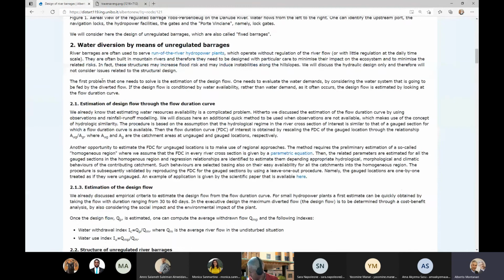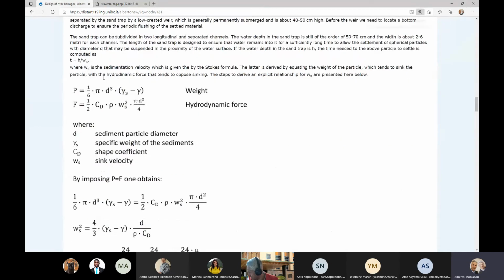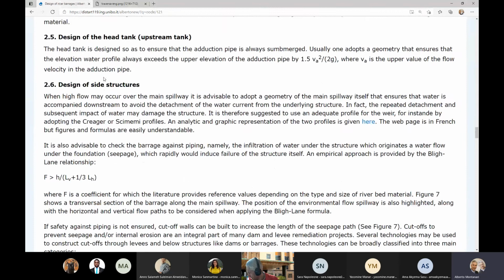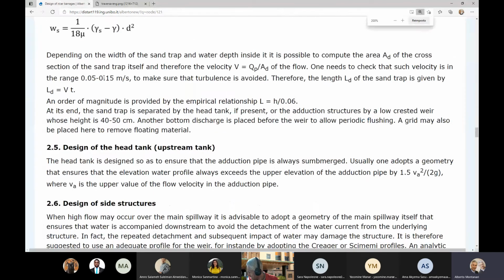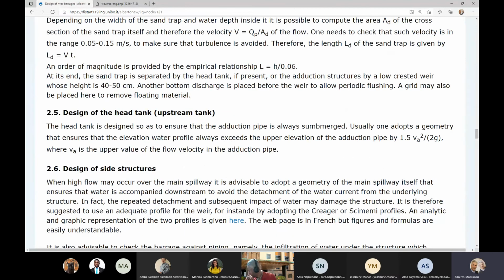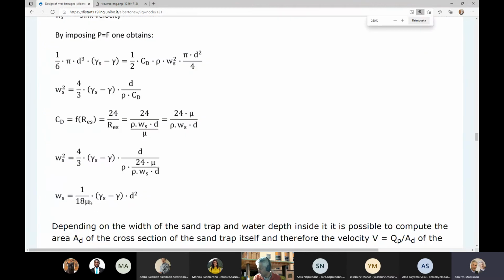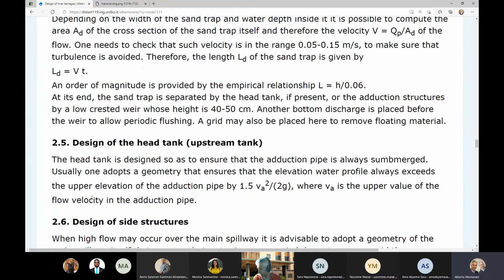Okay, design of river barrages. I'm going down because we are here: design of the head tank, upstream tank. And you see that there is the rule of thumb, 1.5 times the squared velocity divided by 2g. Okay, and now let's spend a couple of minutes to talk about the design of the side structures.